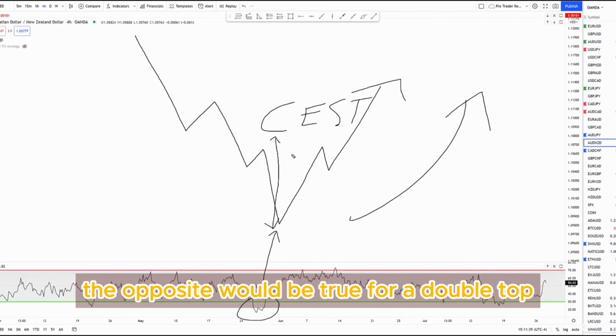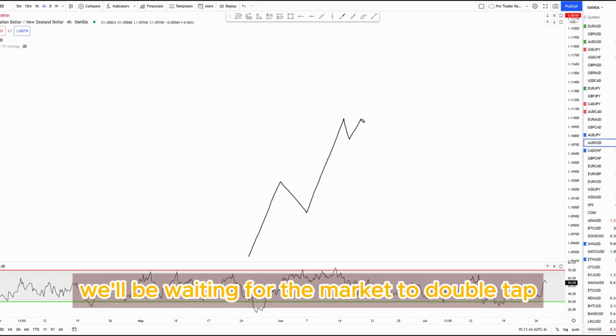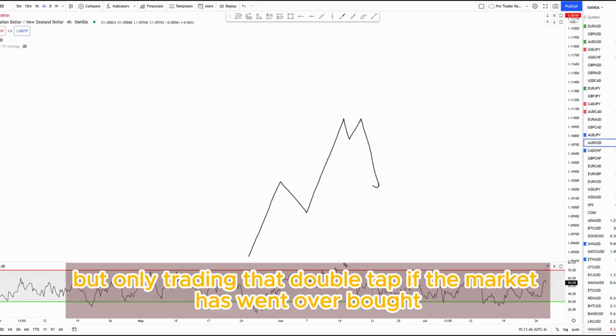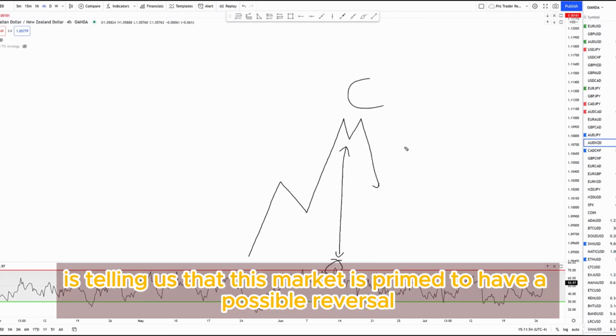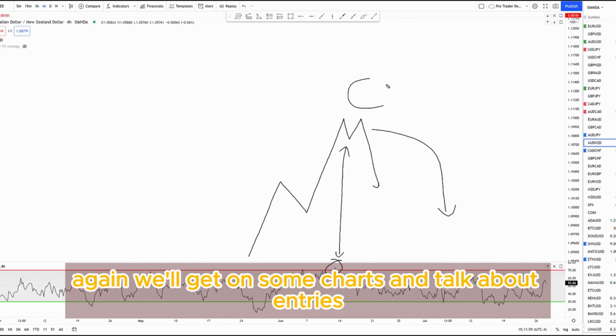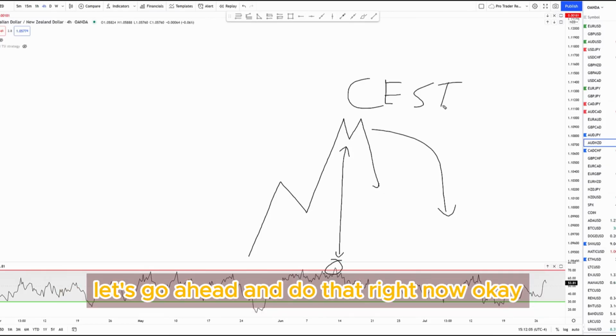The opposite would be true for a double top or a regular head and shoulder pattern. We would be waiting for the market to double top, but only trading that double top if the market has gone overbought, because that overbought condition is telling us that this market is primed to have a possible reversal. Again, we'll go down some charts and talk about entries, stops, and targets, and I'll give you examples of full trades. Let's go ahead and do that right now.